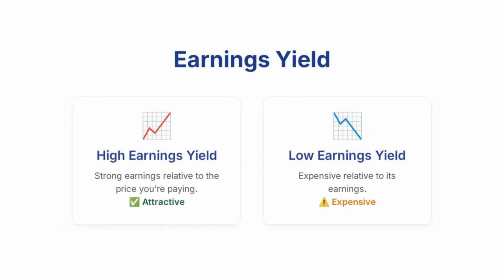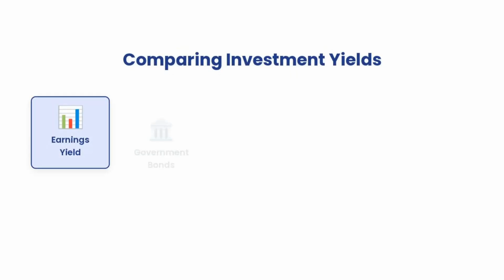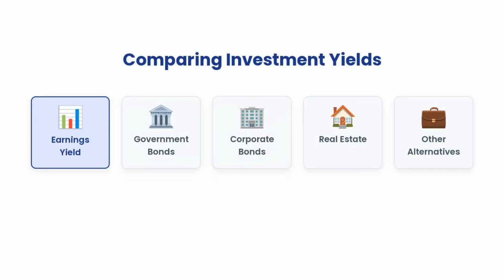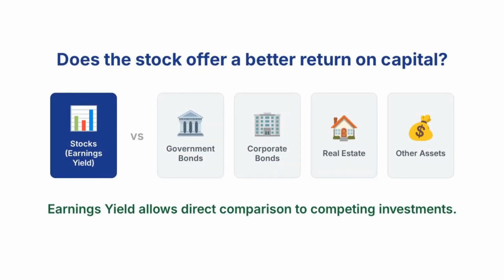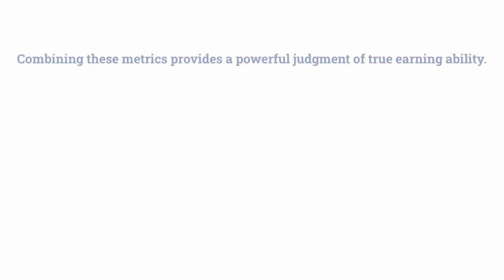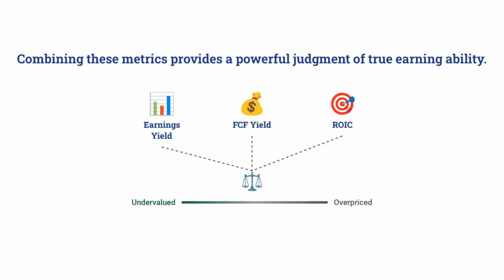A high earnings yield means you are getting strong earnings relative to the price you're paying. A low earnings yield means the business is expensive relative to its earnings. Earnings yield also allows direct comparison to government bond yields, corporate bond yields, real estate yields, and other investment alternatives. This helps value investors decide whether a stock offers a better return on capital than safer or competing assets. When combined with FCF yield and ROIC, earnings yield becomes a powerful way to judge whether the company is undervalued or overpriced relative to its true earning ability.